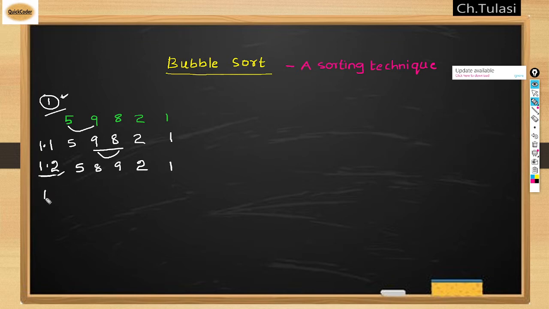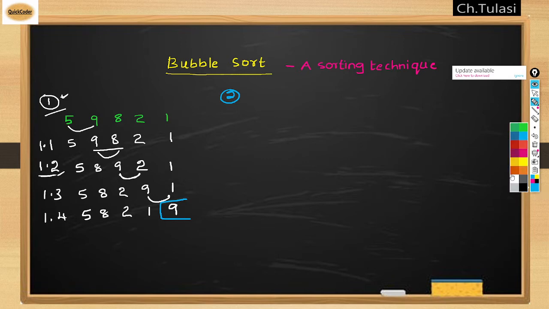And again, in the first traverse, third comparison, compare these two elements, 9 and 2. 9 is big, 2 is small, so swapping occurs: 5, 8, 2, 9, 1. In the first traverse, fourth comparison, compare these two, 9 is big, 1 is small, so swap them. This traversal is over. If you see here, the last element is the largest element among 5, 9, 8, 2, 1.